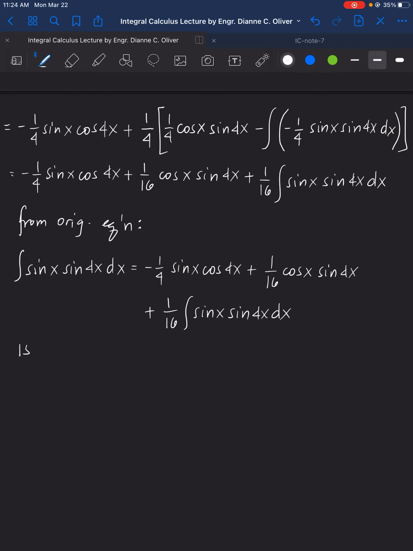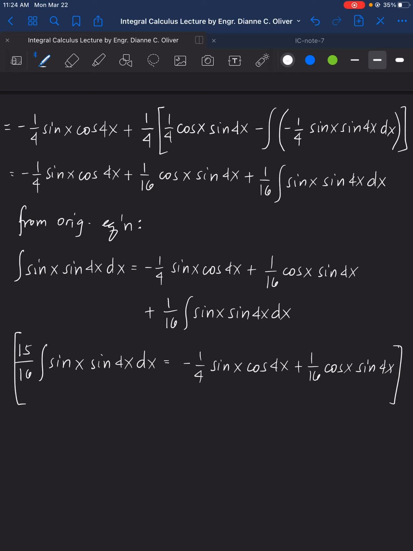Therefore, we have here 15/16, the integral of sine x sine 4x dx is equal to negative 1/4 sine x cosine 4x plus 1/16 cosine x sine 4x. So, no more integral sign on this left portion. Then, to remove 15/16 here, we need to multiply both sides with 16/15. Multiply this also with 16/15.